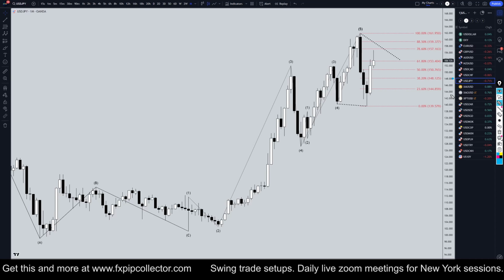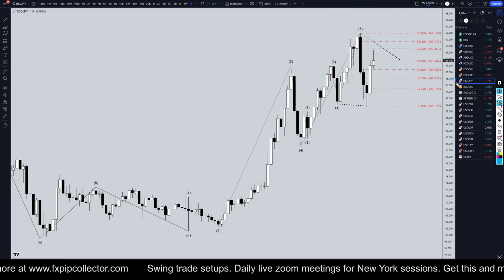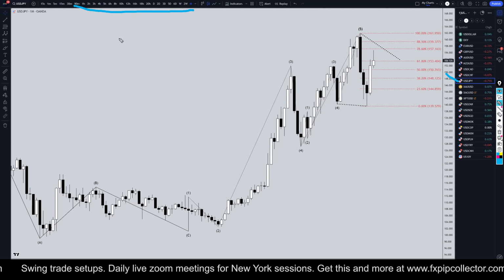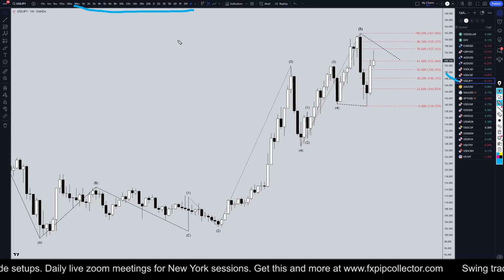Today is Tuesday, November 19th, and I'm going to be analyzing the US dollar yen, starting on the monthly, working my way all the way down to the 1 hour time frame for the full top down analysis.